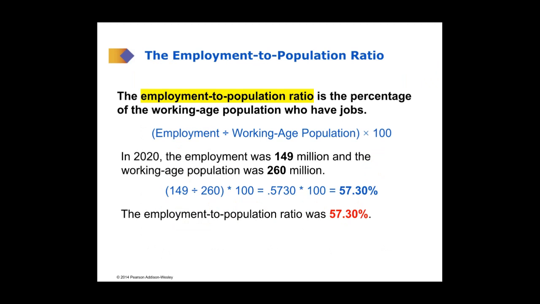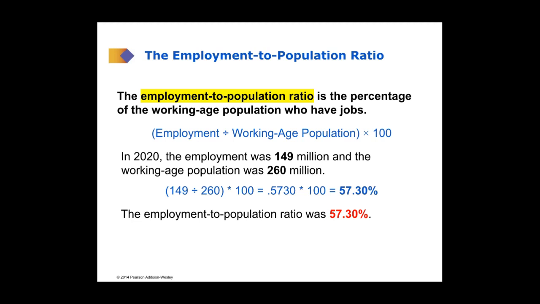Another way of measuring unemployment or employment is to look at the employment to population ratio. To do this, we take the total number of people who are employed as a numerator and the working age population, which is that larger number, as a denominator. If we do this for 2020, we'll find there were 149 million people employed. There were 260 million people in the working age population who could have been employed. They weren't under 16 or incarcerated. And we get an employment to population ratio of 57.3%, meaning that of the working age population, 57.3% of them were employed.